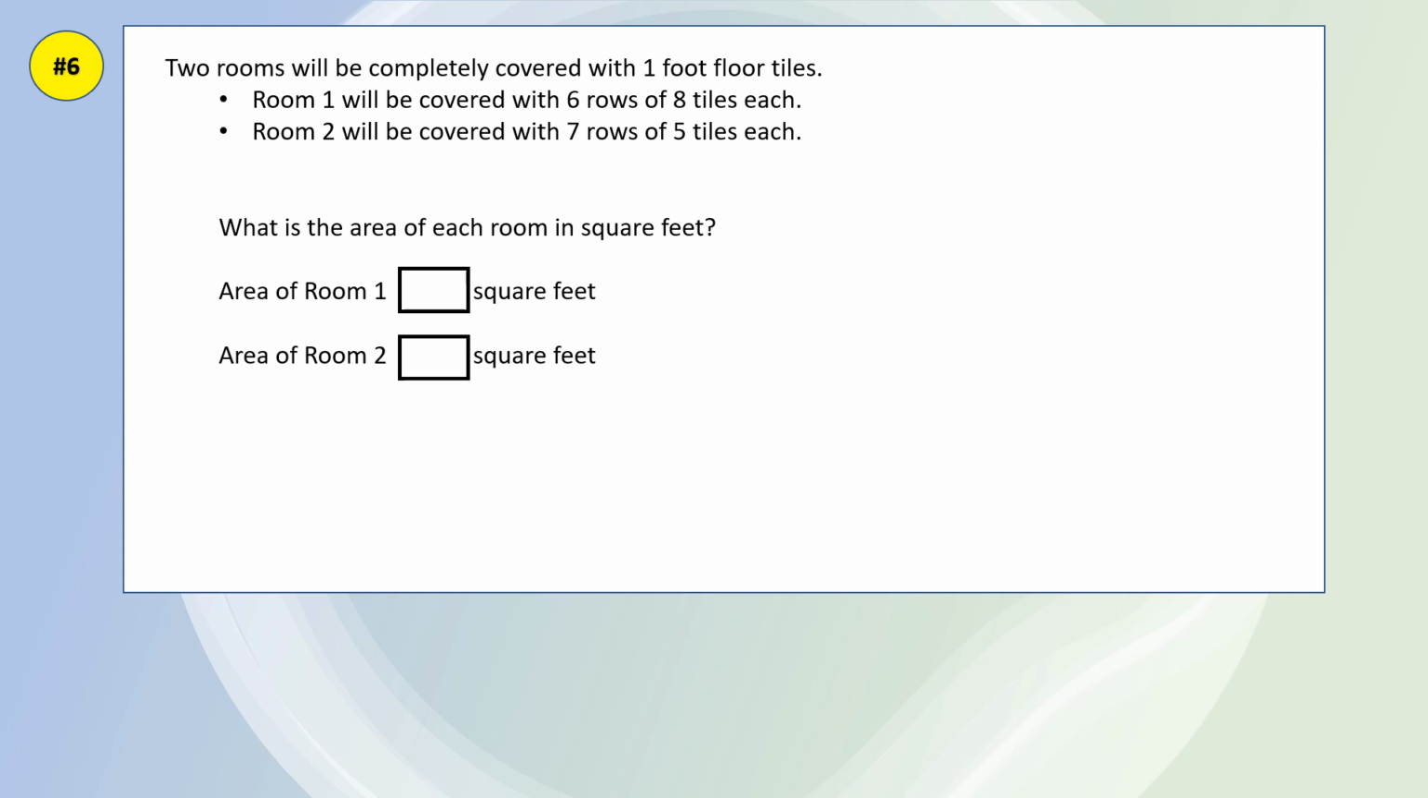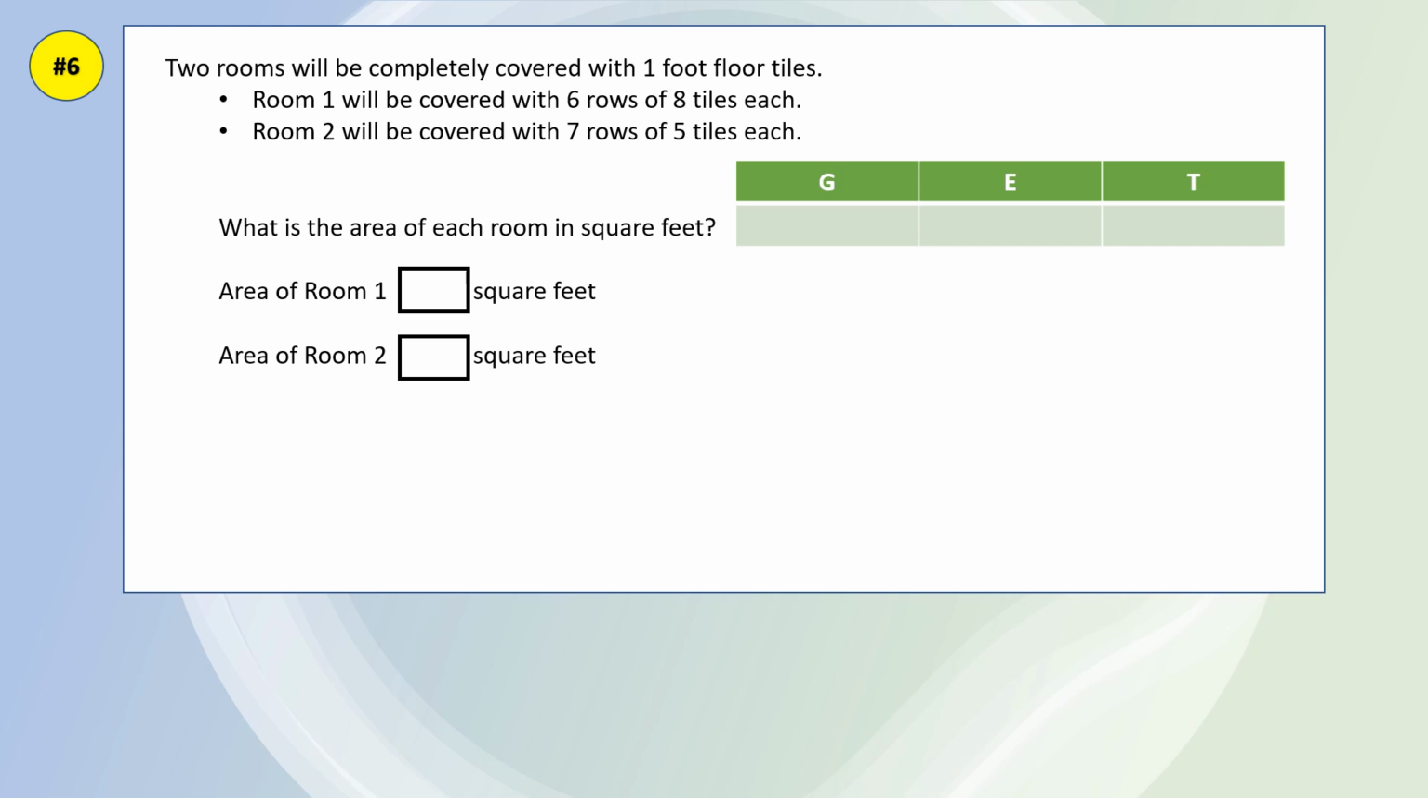Okay, I know that area is length times width. But not only that, because you see 6 rows of 8 tiles each, that should remind you of an array. I see the word each, so I can also use get charts to determine how I need to set up my problems. So let's go ahead and create a get chart for room 1. And we have 6 rows, which means 6 groups, of 8 tiles each. So what's 6 times 8? Because that's going to be our problem. 6 times 8.